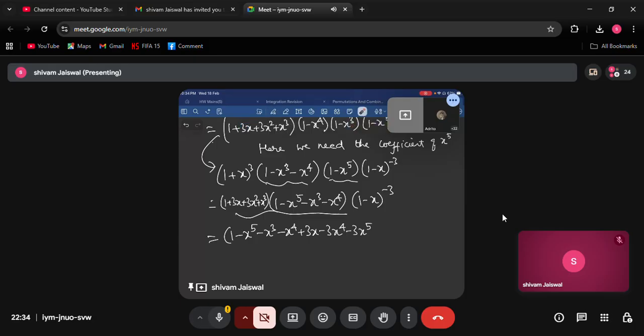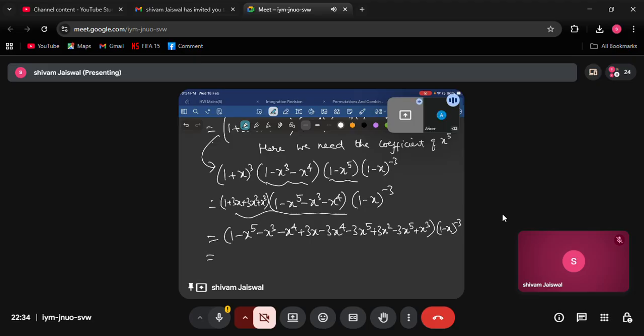Okay, then plus 3x square into 1 is required. Then 3x square into x to the power 5 not required. 3x square into minus x cube, so minus 3x to the power 5. Then 3x square into x to the power 4 not required, so won't write. Then x cube into 1 is required. Then x cube into x to the power 5, x cube into x cube, and x cube into x to the power 4 are not required. Only these are the coefficients that we require, multiplied by (1 minus x) whole to the power minus 3.